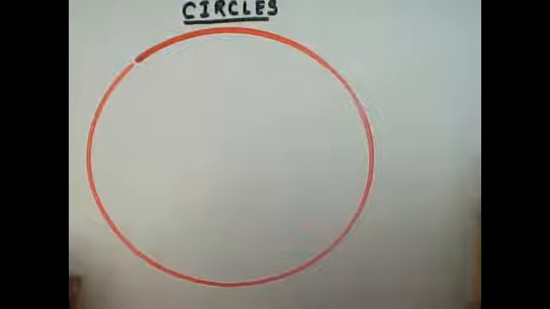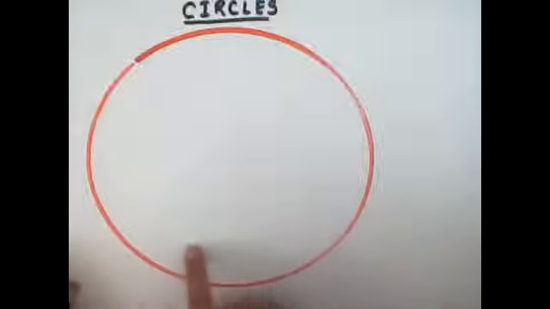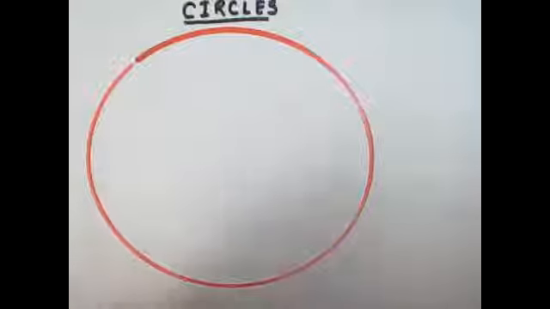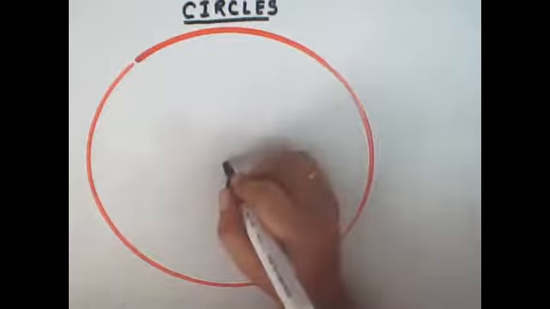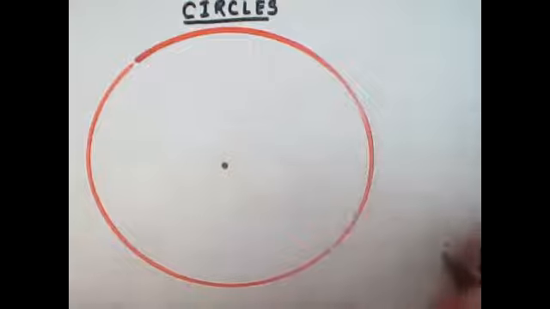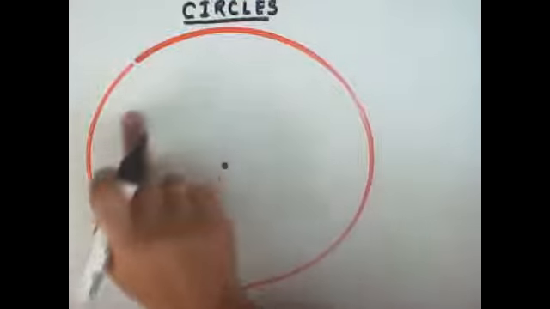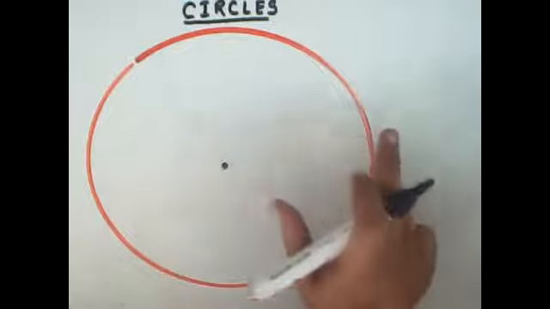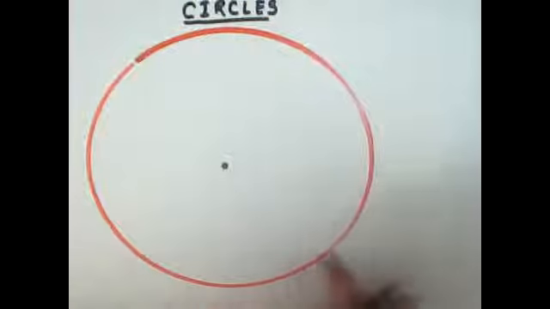Welcome to class, children. Circle. A circle is a set of points which are all at an equal distance from a fixed point. Means you have a point which is fixed, and all the remaining points which are all at equal distance from this fixed point. When you join all these points, it becomes a circle.